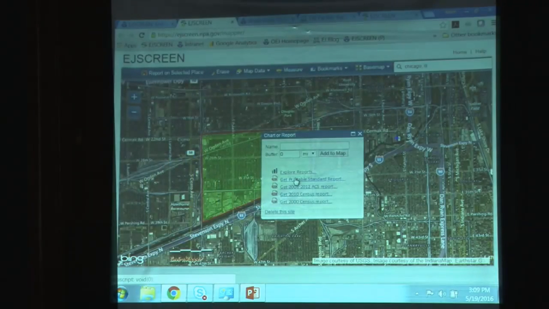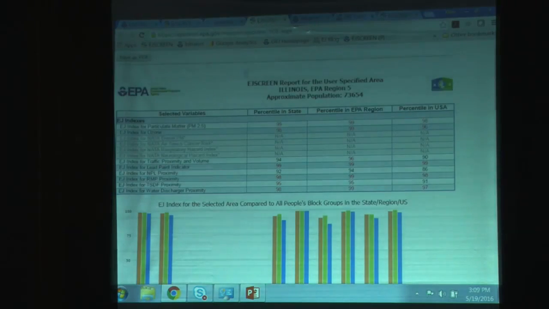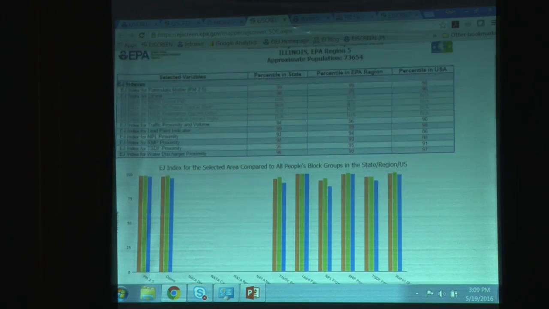If you want to get all of that information in one place in a report that's really easy to use, all you need to do is click this button, hit printable standard, or get printable standard report. You have to have patience with this too, but while that's loading, I'm going to pull up another report that is also pretty useful. So here's all the information for our EJ indexes that we saw.